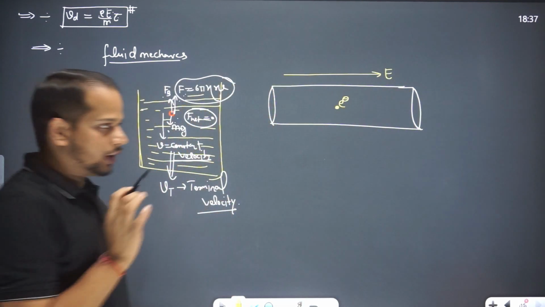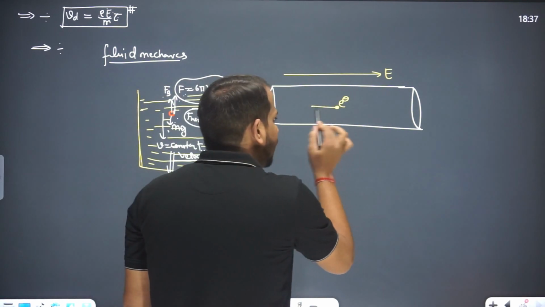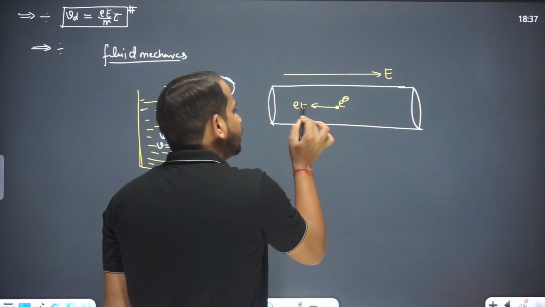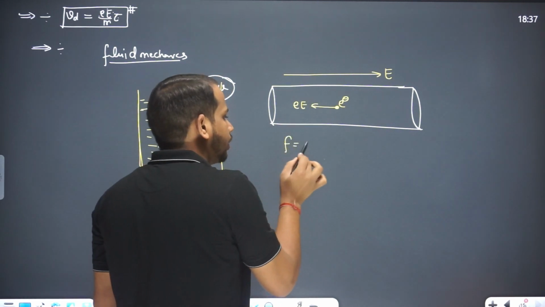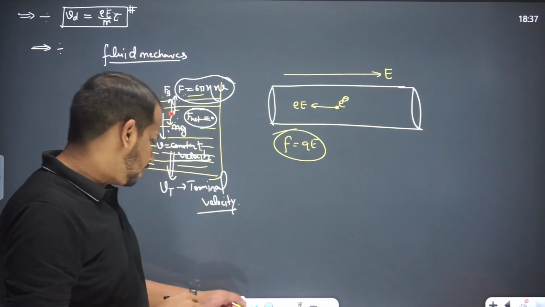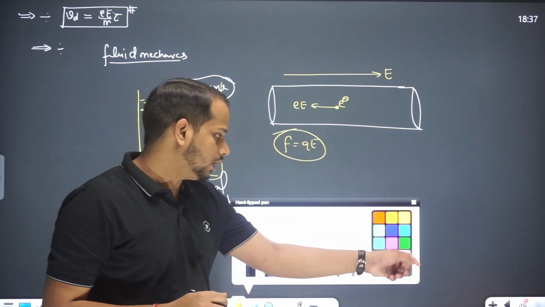Okay, then what is happening? There is a force acting along this direction, that is what? eE, there is no doubt. What is the electrostatic force? It's qE. We all are familiar with that. Now let's see here. There is an electron, that's why I have taken the e.